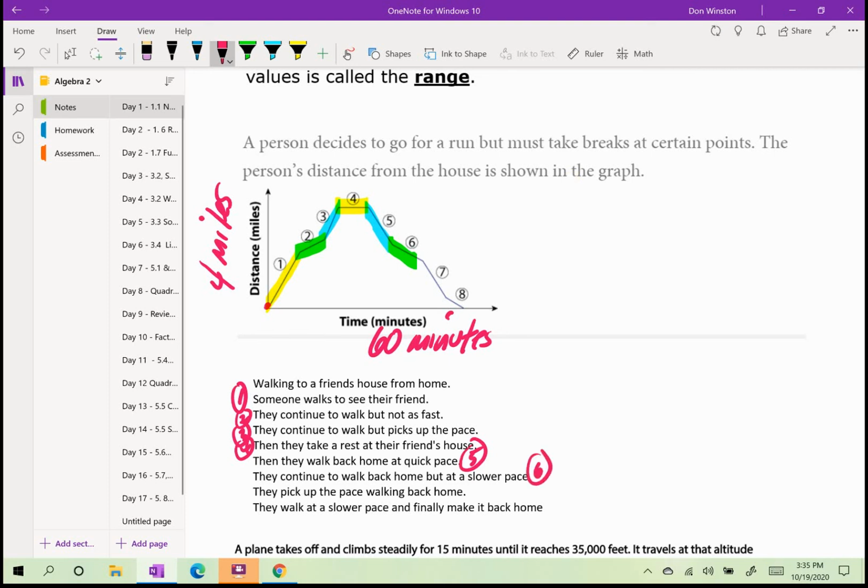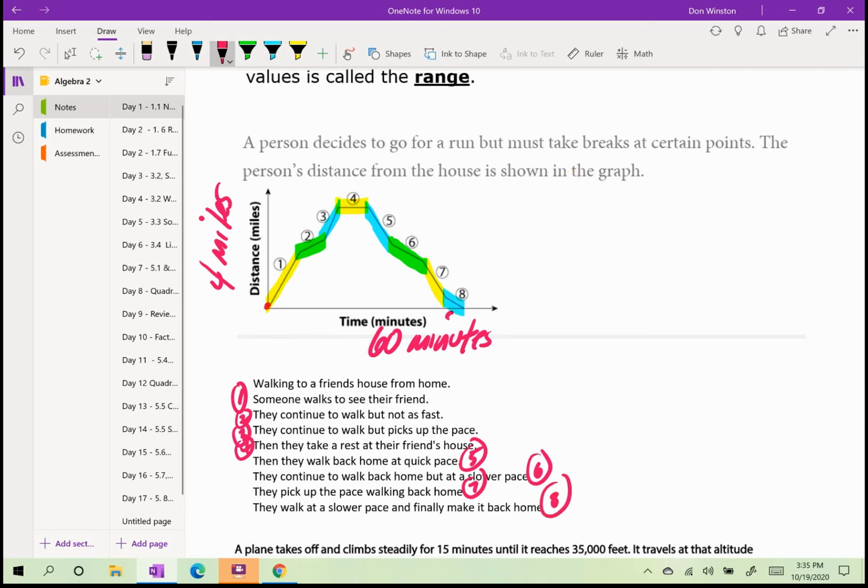And then they pick up the pace again. They pick up the pace because the line is steeper. So that would be represented by line 7. And then they walk at a slower pace as the line is not as steep as line 7. So they're walking at a slower pace and then they make it back home. The distance is 0.